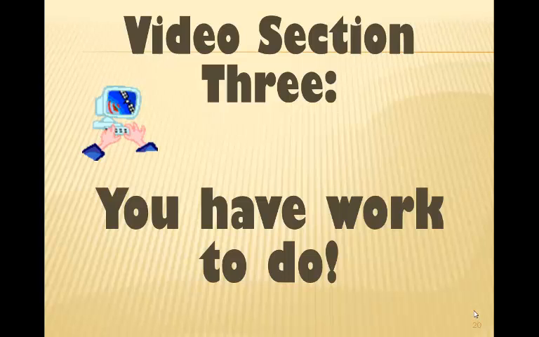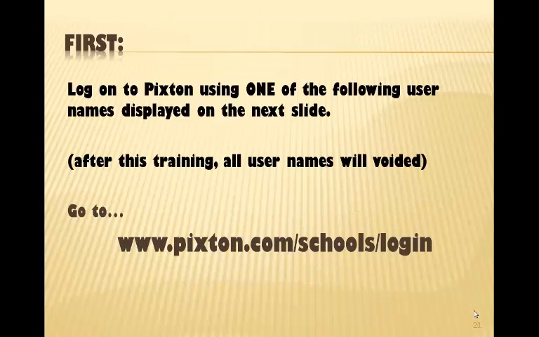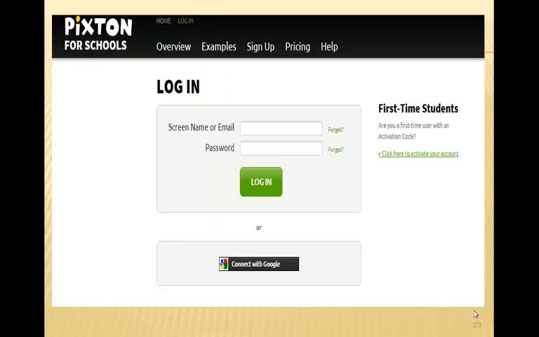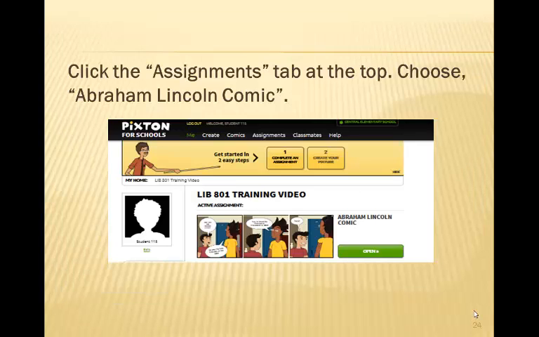Video section 3. Now let's get to work. First, you want to log on to Pixton using one of the following usernames displayed on the next slide. You can use any student name, any username that there is in the left-hand column. Every password is Central5. This is what you'll see when you go to Pixton for Schools. Once you log in, you'll see the Assignments tab. Click on the Assignments tab at the top and choose Abraham Lincoln Comic. You can pause the video at any time to do this.